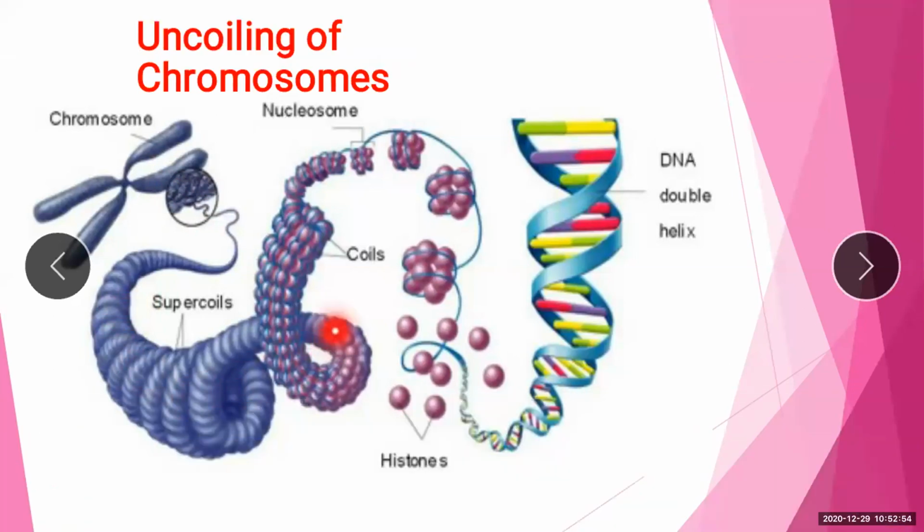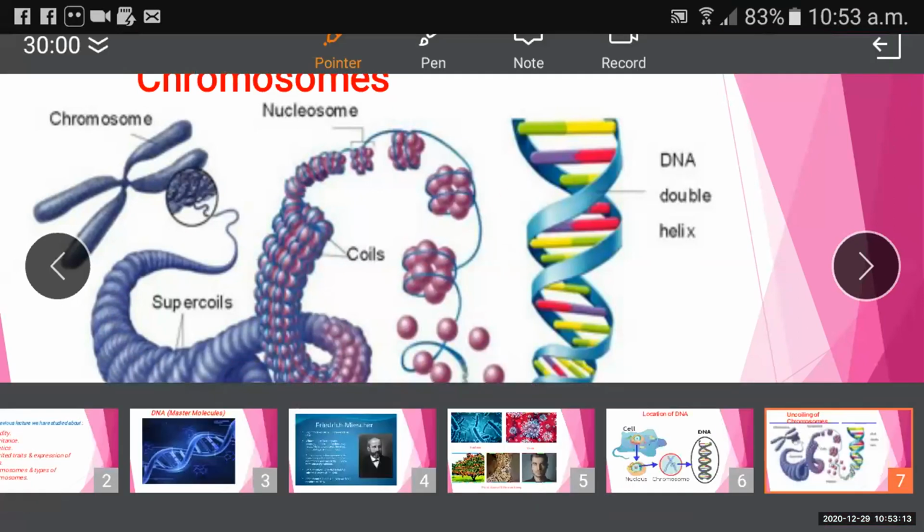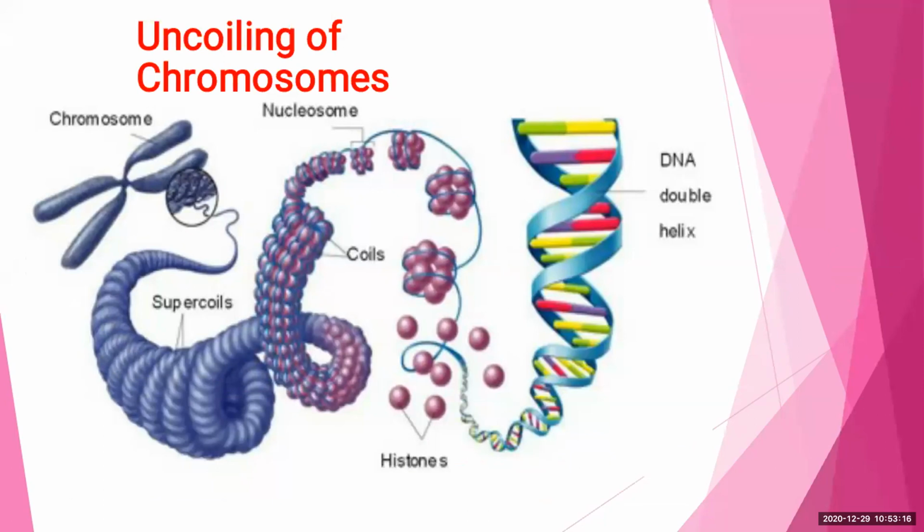And if you go further, you can see that it consists of DNA and the histone proteins, right? This DNA molecule is coiled with the help of histone proteins. These red color balls that you can see here are nothing but the histone proteins, right? So the DNA is coiled around the histone proteins, and then it is again coiled and coiled to form a supercoiled structure that is called a chromosome, right?